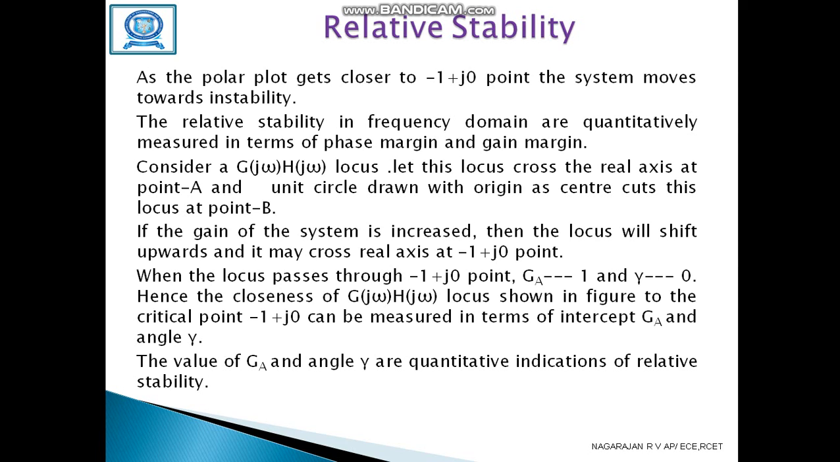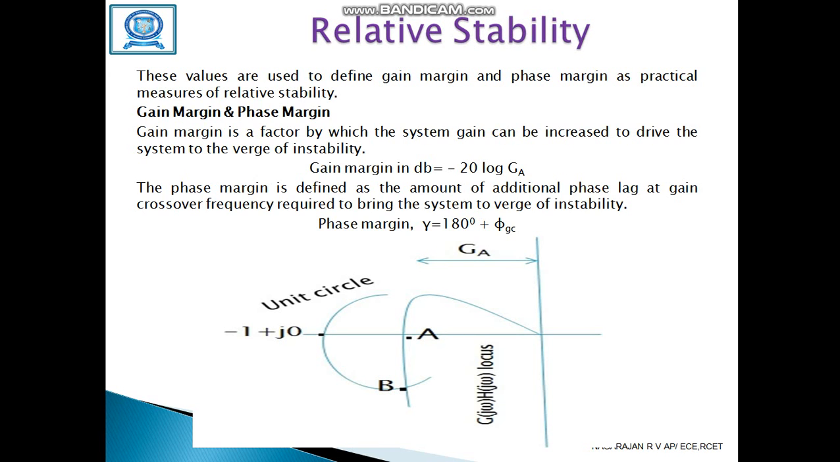Hence the closeness of the G(jω)H(jω) locus shown in the figure to the critical point -1 + j0 can be measured in terms of the intercept Ga and the angle gamma. The value of Ga and angle gamma are quantitative indications of relative stability. These values are used to define gain margin and phase margin as practical measures of relative stability. Now let us see about gain margin and phase margin.